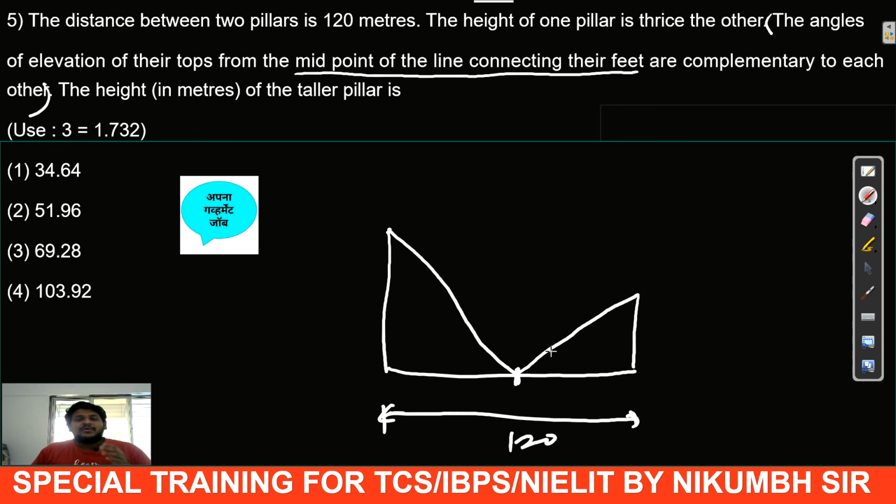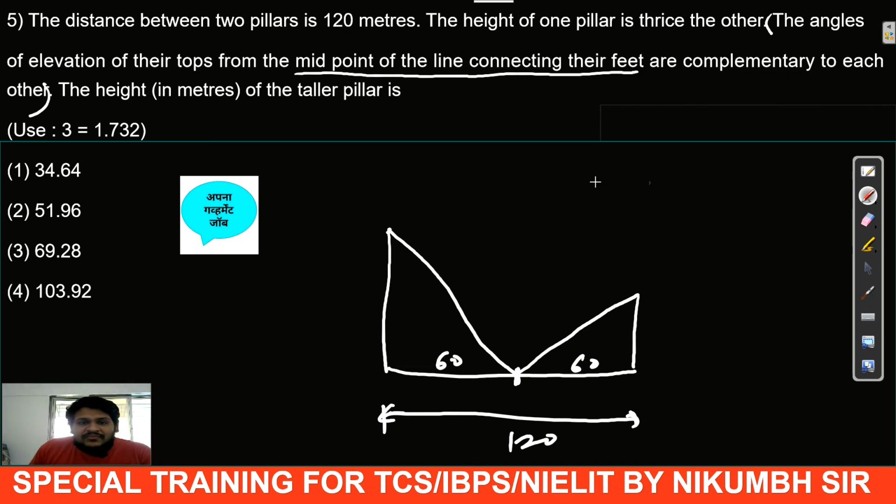What is the value of the midpoint? The concept of a midpoint is that it will divide the total distance into two equal values. So it will be 60, because the total is 120 and the midpoint will divide it in half. So 60 plus 60 is 120. Okay, clear.